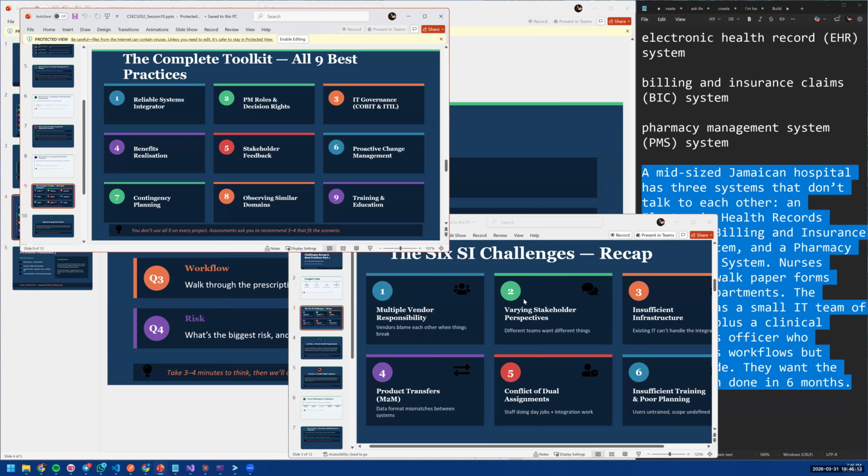The stakeholder feedback. I'd engage with all the stakeholders, not just from the start, but throughout the whole process. Agreed, yes. And the other problem I see that could arise would be the conflict of dual assignments, since there's a small IT team. Right, okay, yeah. And then how do we fix that one?